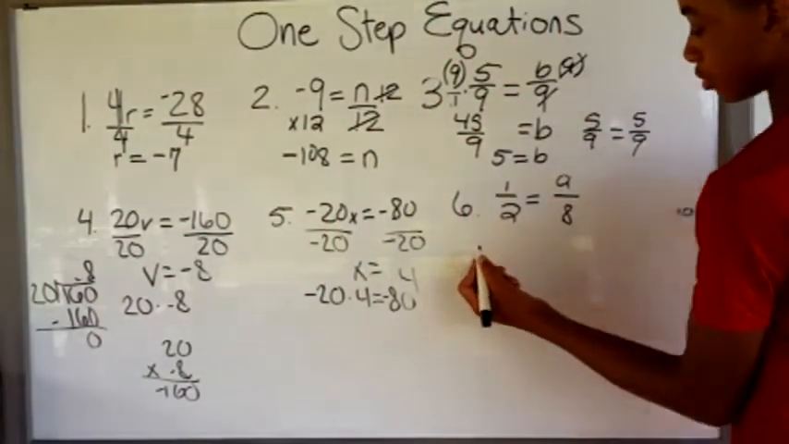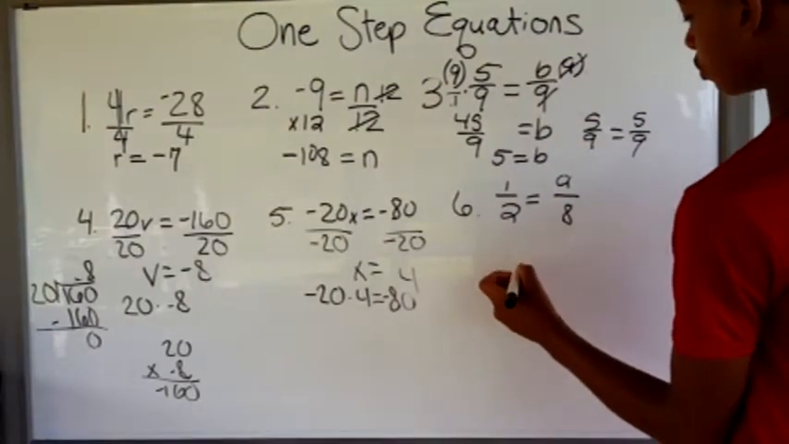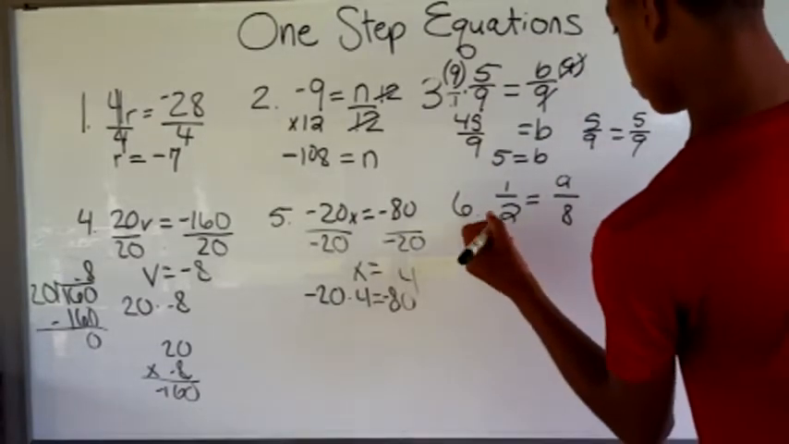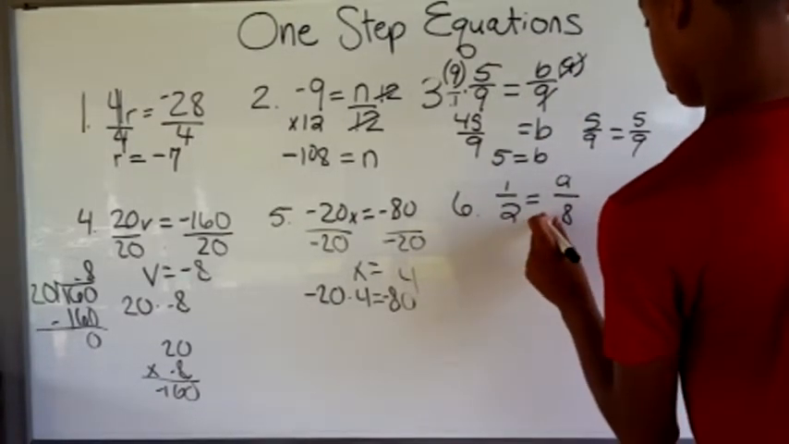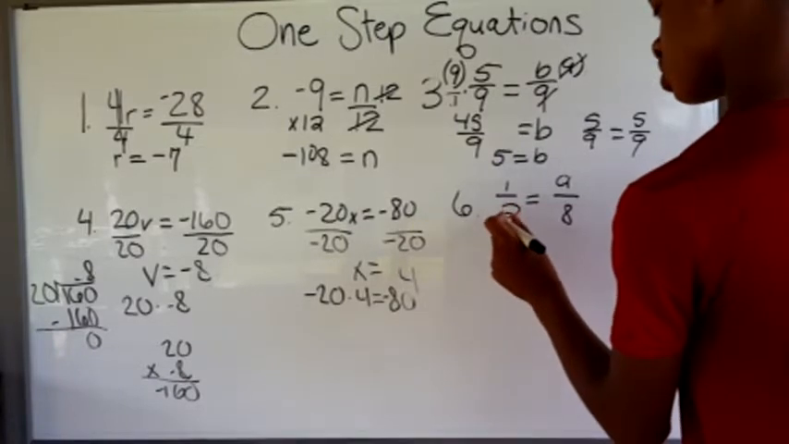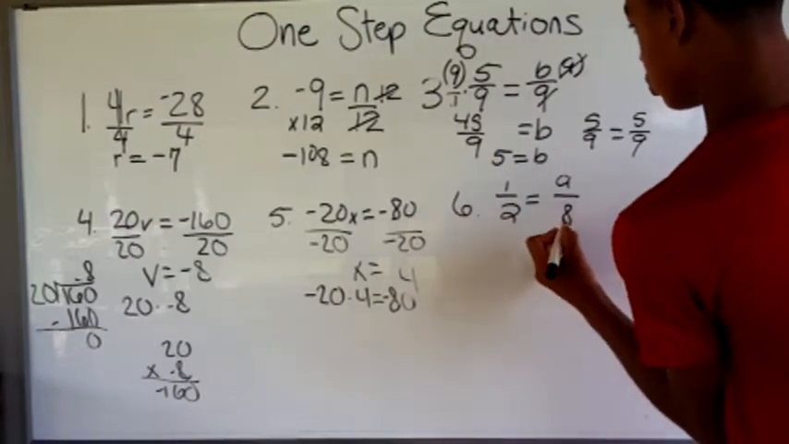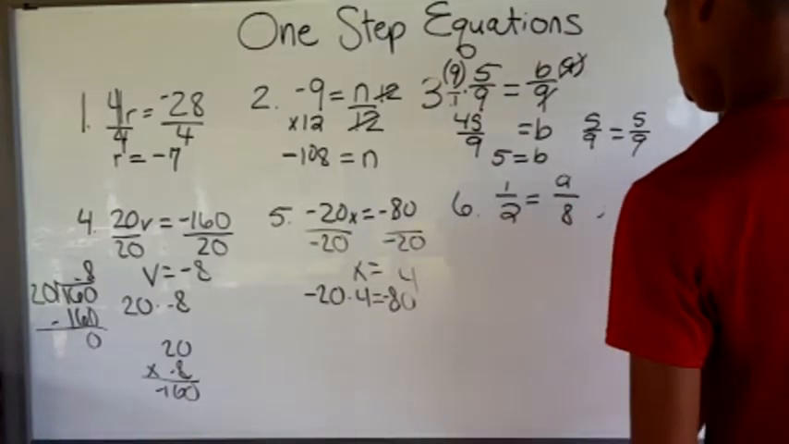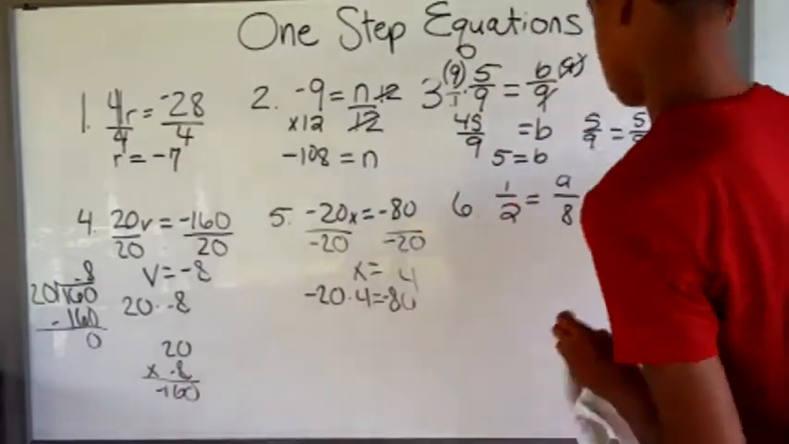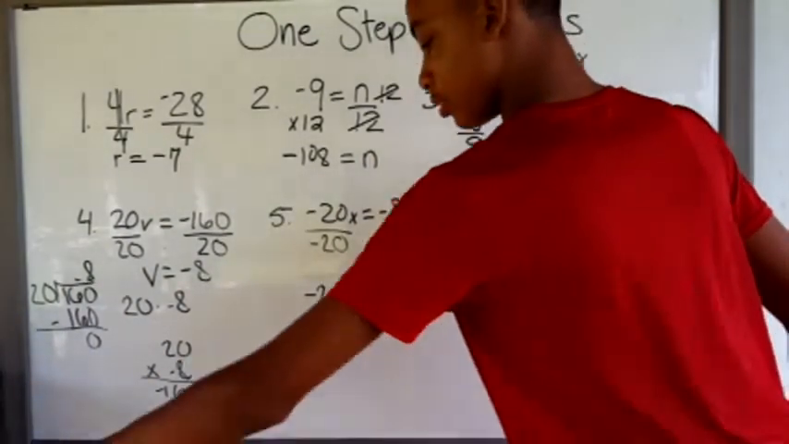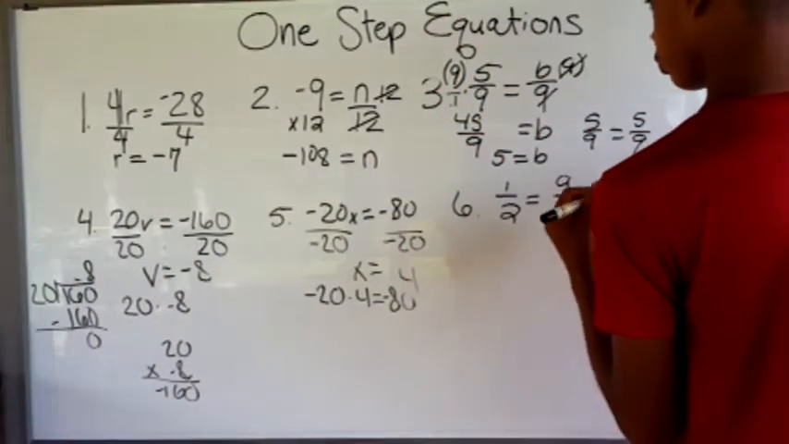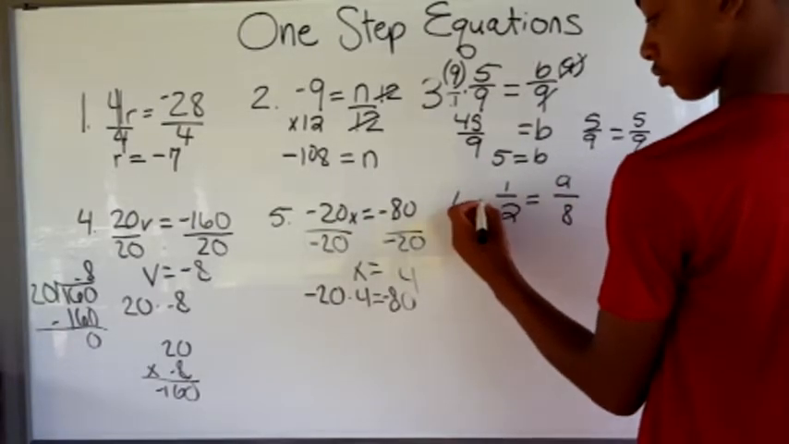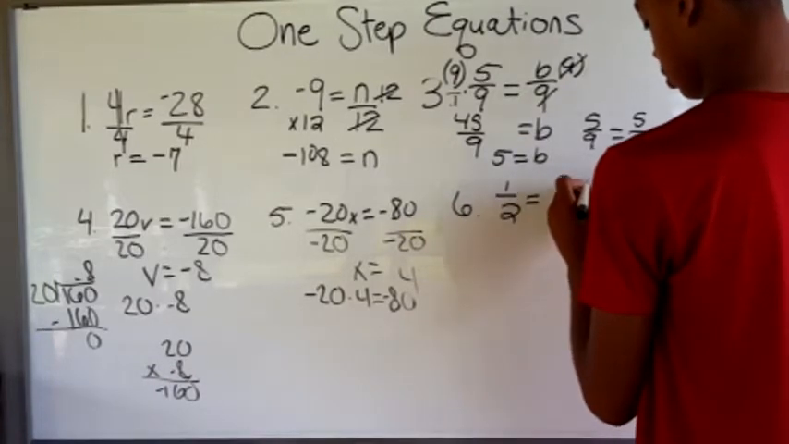So now number 6 is x over 8 equals 1 over 2. So with the denominator, it's the same as doing, what's the opposite of division? Multiplication. But I know they're supposed to multiply it.